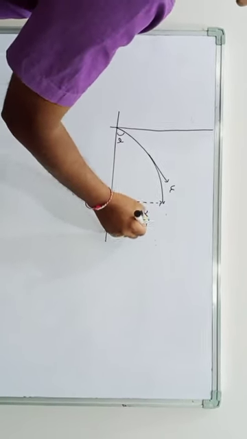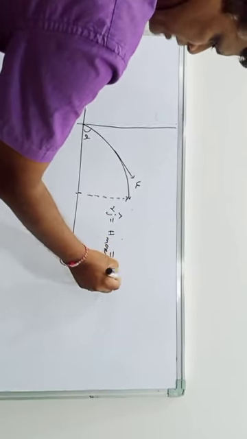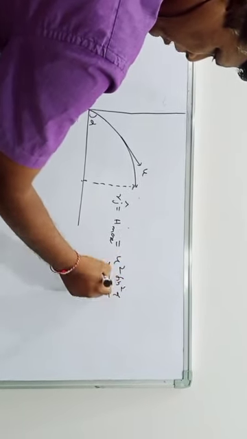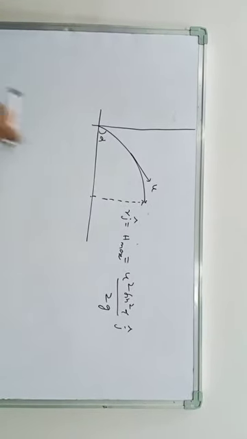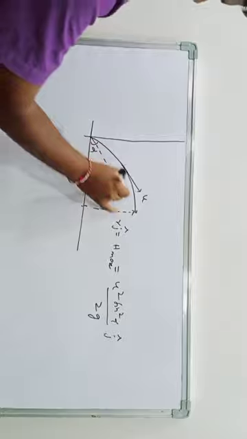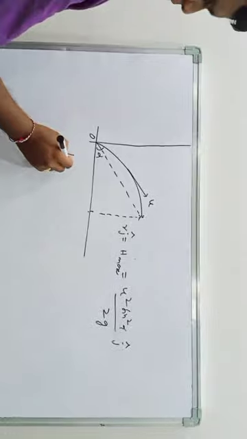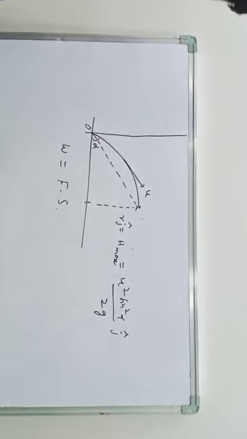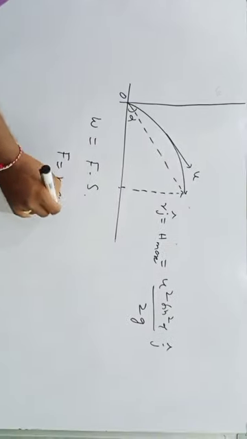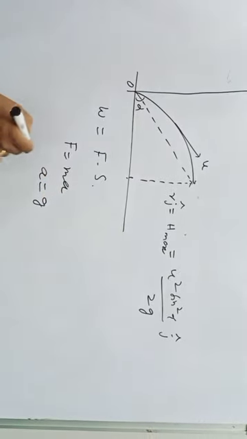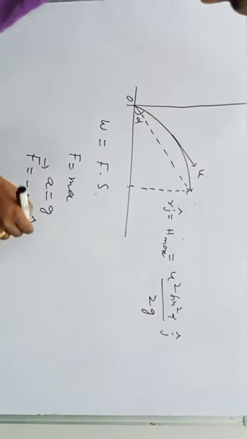The vertical height r j cap is equal to H maximum. So you know that H maximum is equal to u square sin square alpha by 2g j cap. That is the maximum height of a projectile. Now we want to calculate the work done by the particle. W is equal to F dot S. Here, work done under gravity, F is equal to ma, but a is equal to g, which is in a downward direction. So F is equal to minus mg j cap.